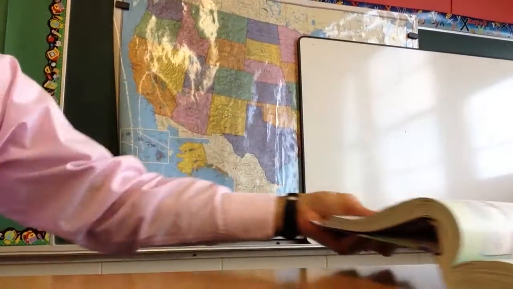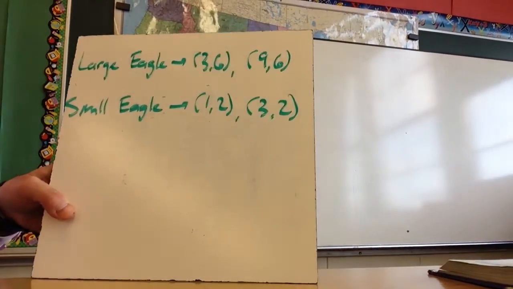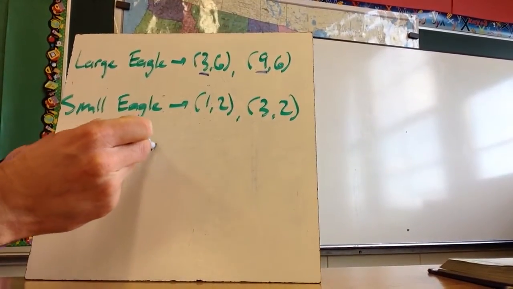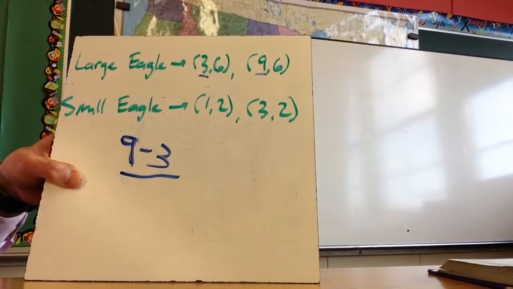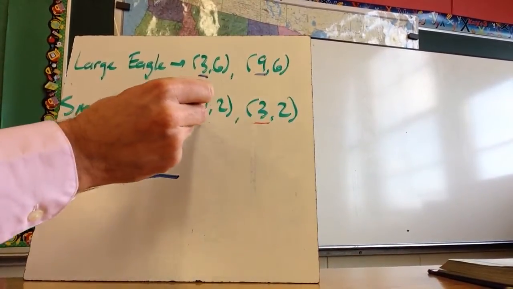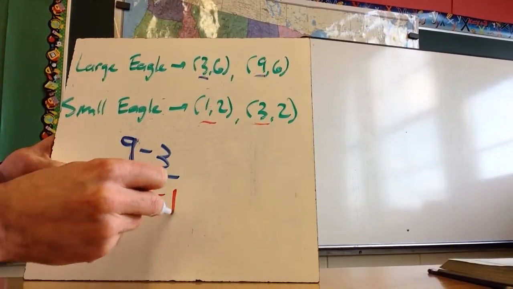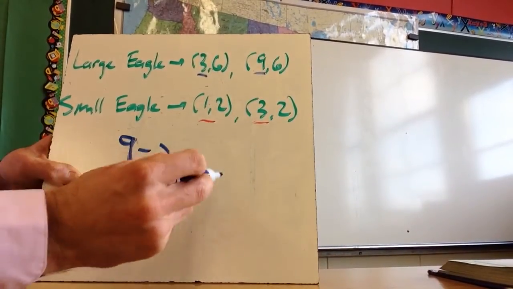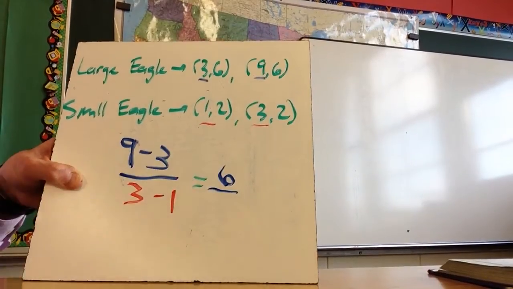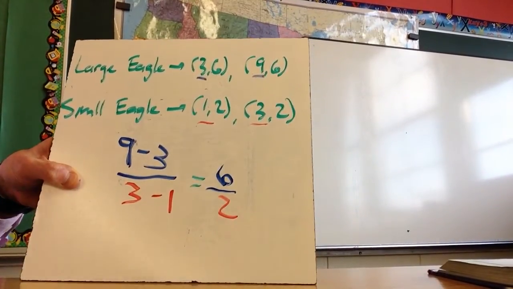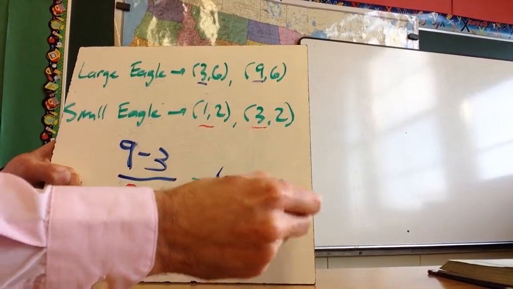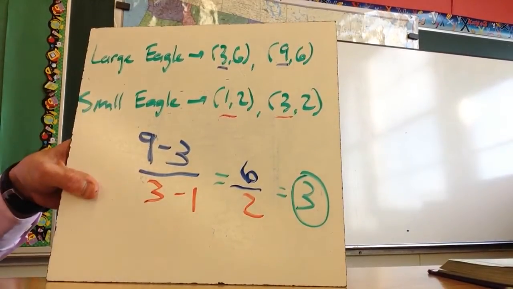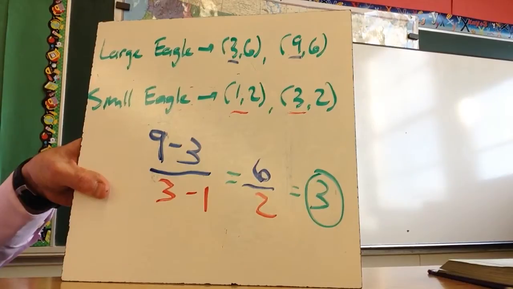So this is 3,6 and 9,6, so I'm looking from that distance and comparing it to that distance, right? The length of the larger eagle is if I take this number and subtract this number, so it would be 9 minus 3, and then the smaller eagle would be this number minus this number, so that would be 3 minus 1. When I solve this, I end up with 6 on top and 2 on the bottom, and so this simplifies down to 3. So it's a scale factor of 3. To get from the smaller eagle to the larger eagle, I'm basically doing a scale factor of 3.